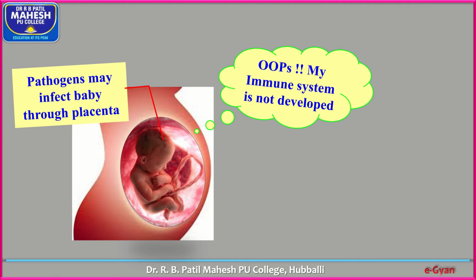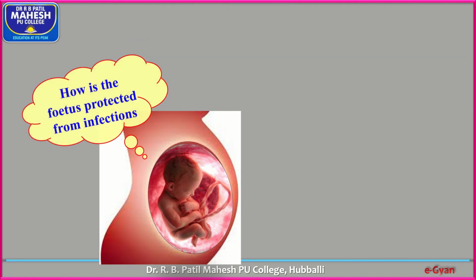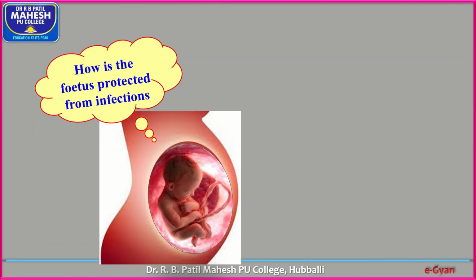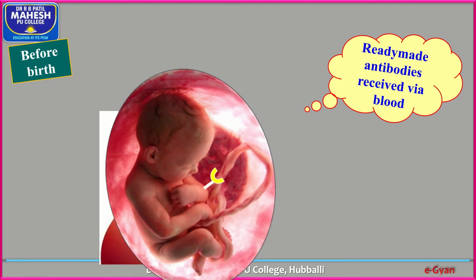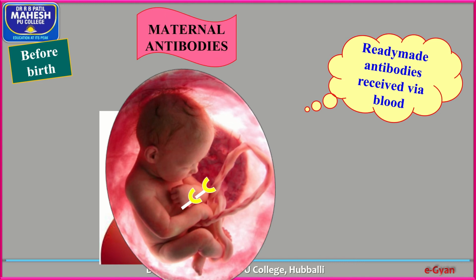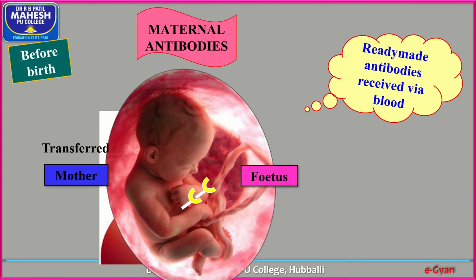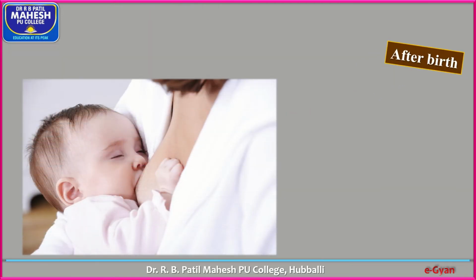Pathogens may infect the baby through the placenta. Oops, the immune system is not developed. Then how is the fetus protected from infections? Before the birth, the ready-made antibodies are transferred via blood. This is called maternal antibodies. Transfer of antibodies from mother to fetus through the placenta, we call passive immunity.